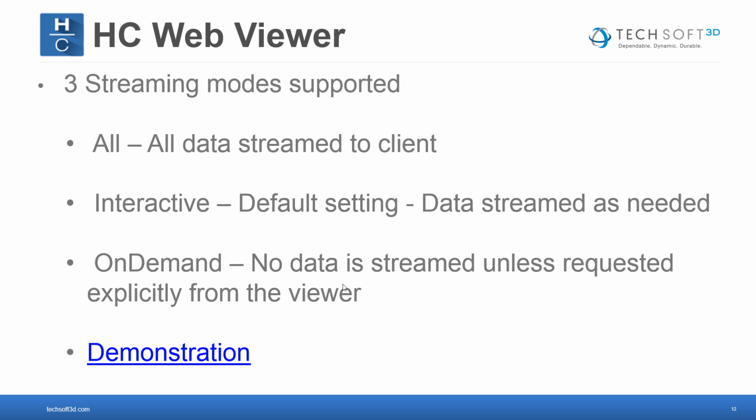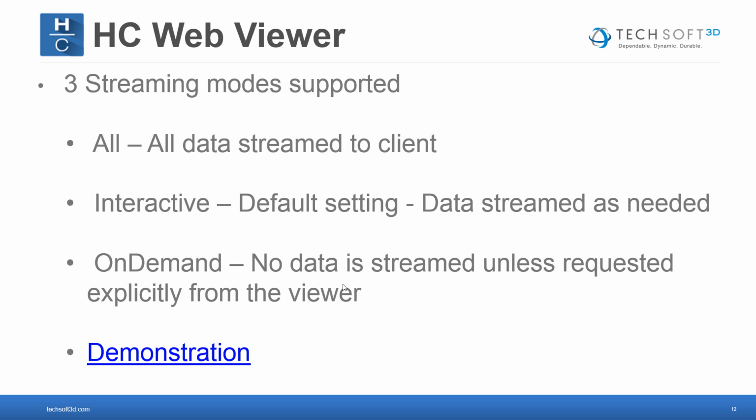Now, the third mode is on demand. On demand is pretty much completely separate from the first two modes, and it essentially sends nothing. All it does is load the file. You can spin the camera all you want, it's not going to send anything. What it will do is wait for you to tell it what to load. It sends down the model data. It doesn't send any graphics data, but it will send down the model tree data.